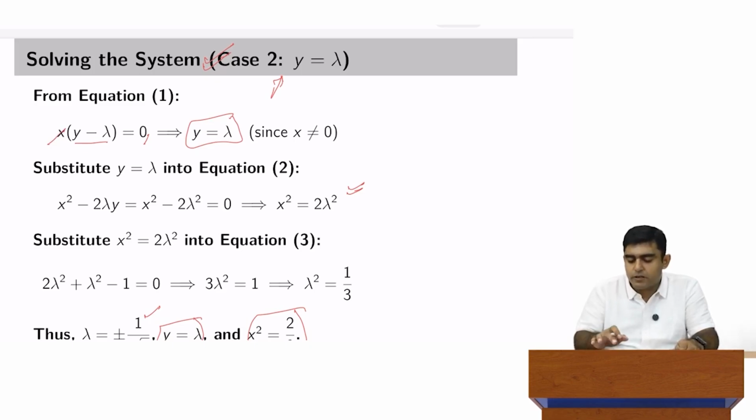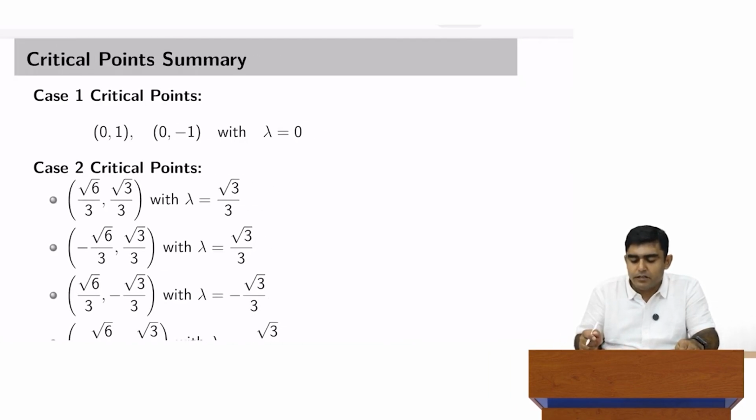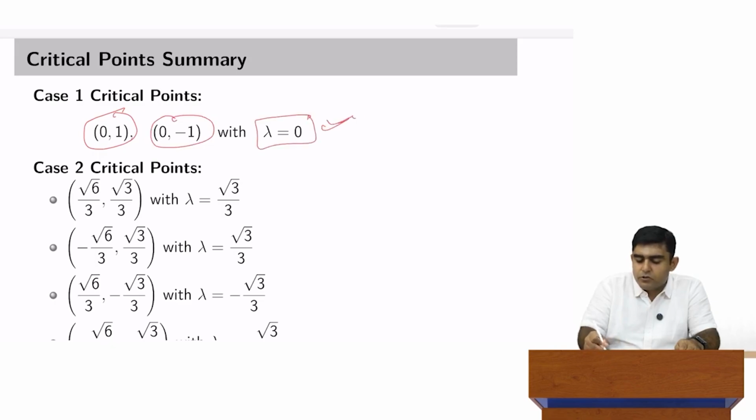Hence, we stick to this particular value of y is equal to lambda, and we get the following critical points. That is, 0 comma 1 and 0 comma minus 1 with lambda equal to 0 would be of least interest for us. However, other points with lambda equal to root 3 by 3 and lambda equal to minus root 3 by 3 would be points of interest, where we get these values as root 6 by 3, root 3 by 3 and so on. And when we look into these particular values, we will check which point corresponds to maxima or minima.